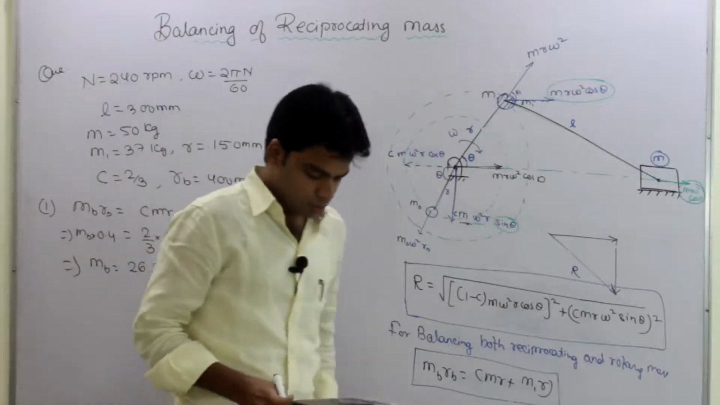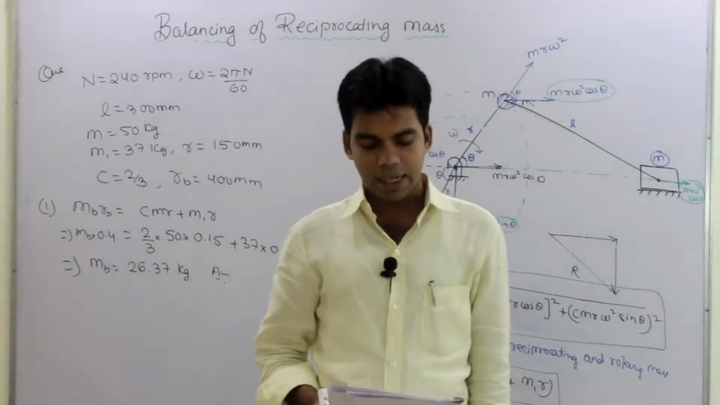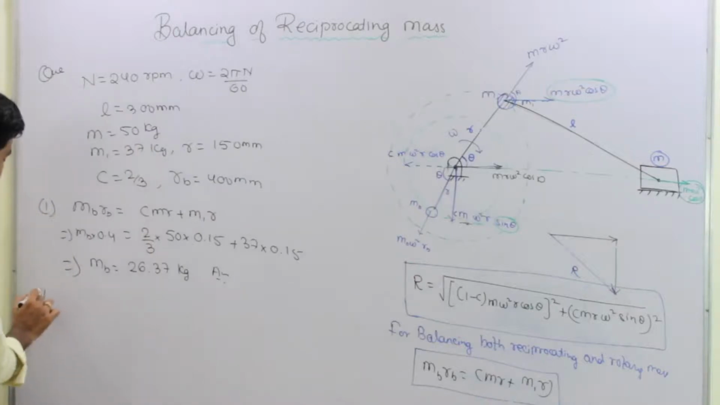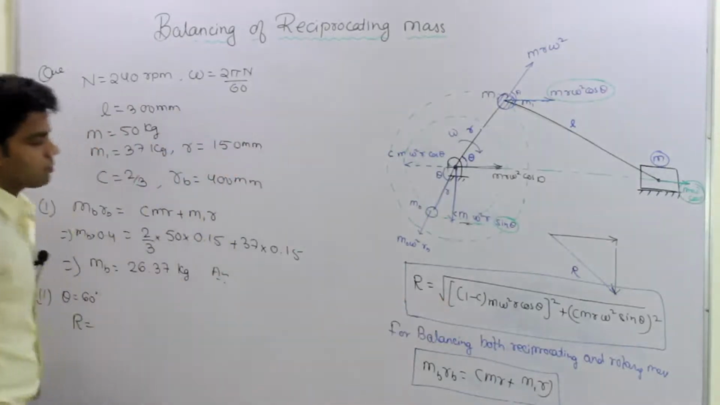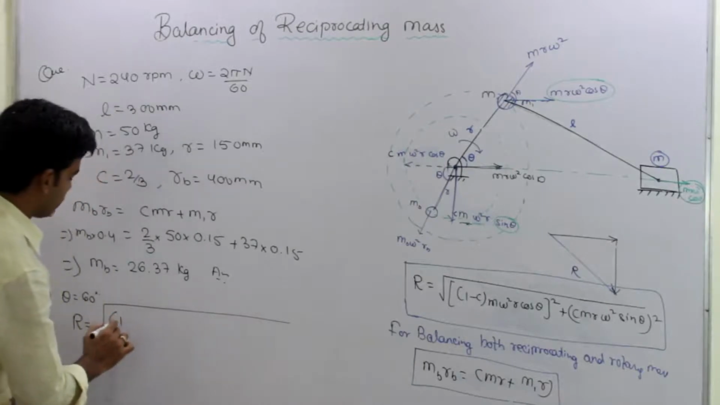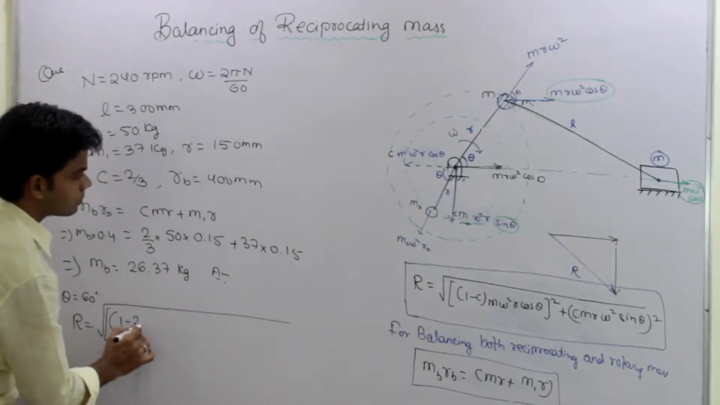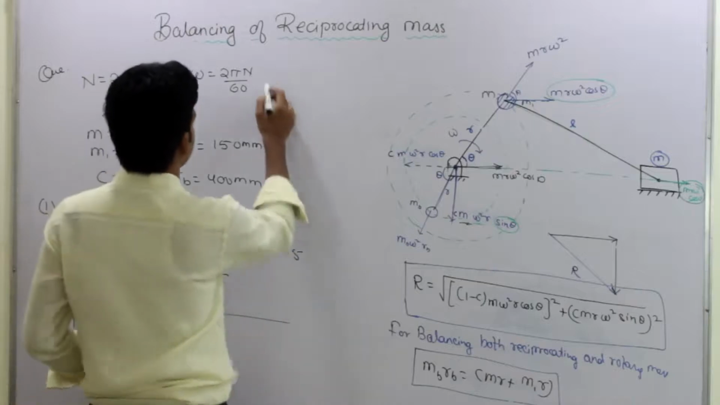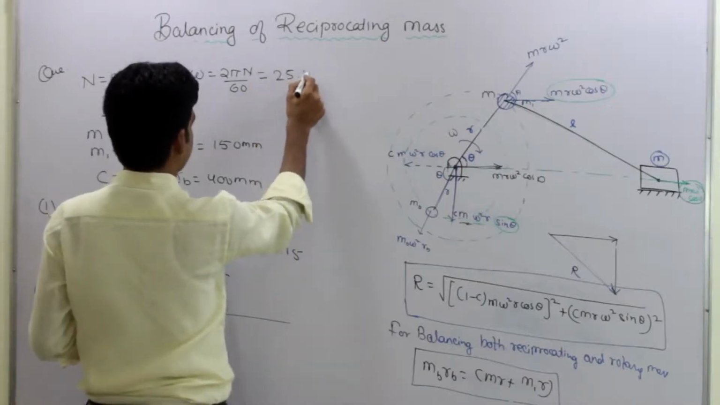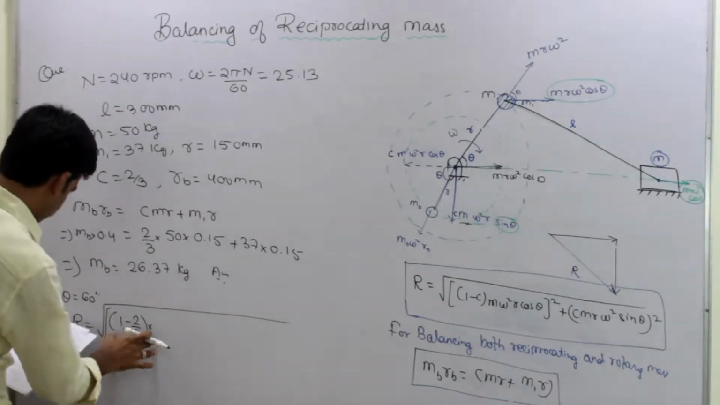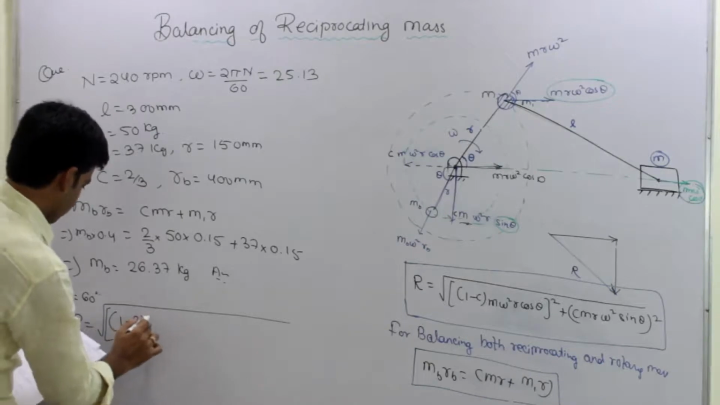Secondly, we have to determine the residual unbalanced force when the crank has rotated 60 degree from the inner dead center. That means theta is given as 60 degree, and we have to calculate the resultant unbalanced force. So in this formula we can put the values. This will be equal to under root of 1 minus 2 by 3 into m omega square r cos theta. We can calculate omega. This omega will be equal to 2 pi n by 60, which is equal to 25.13 radian per second.